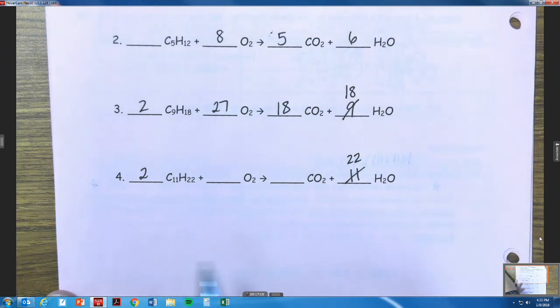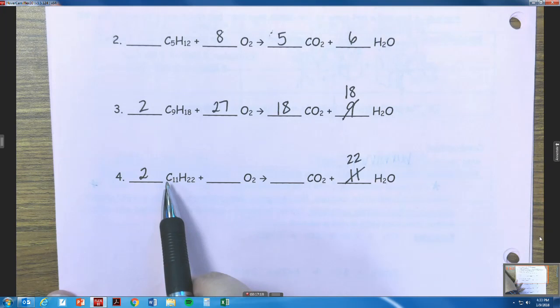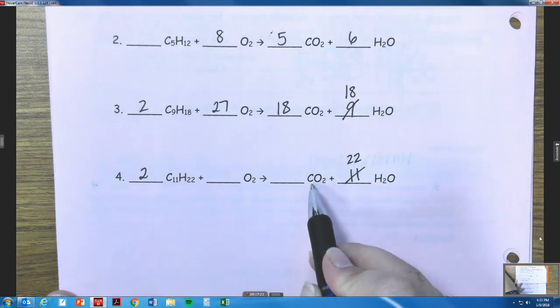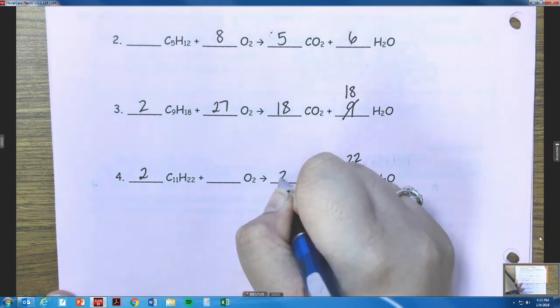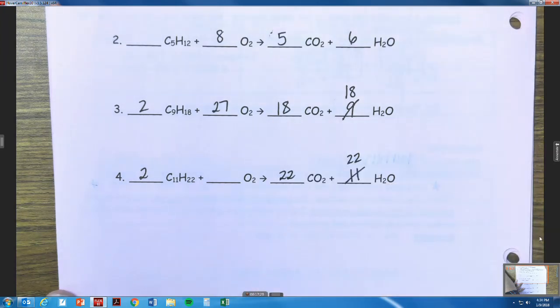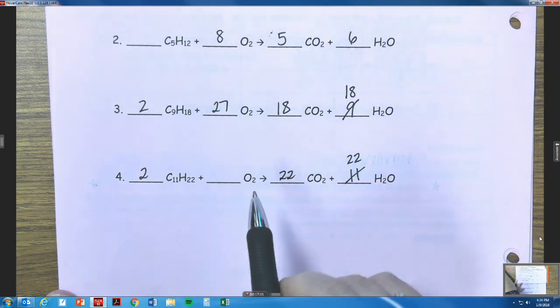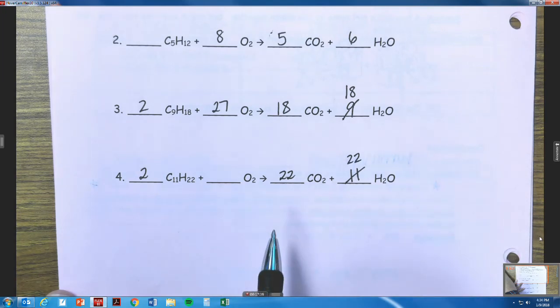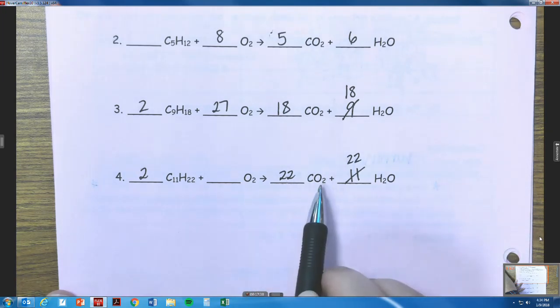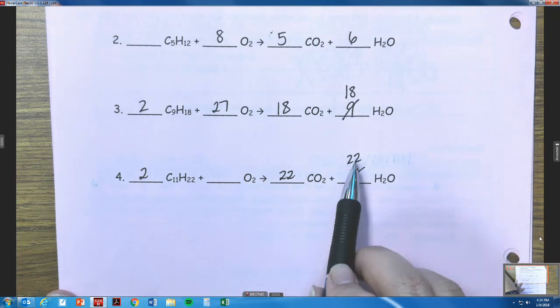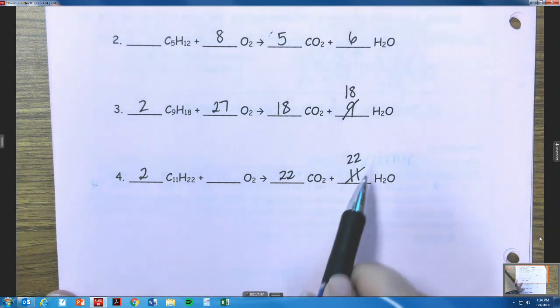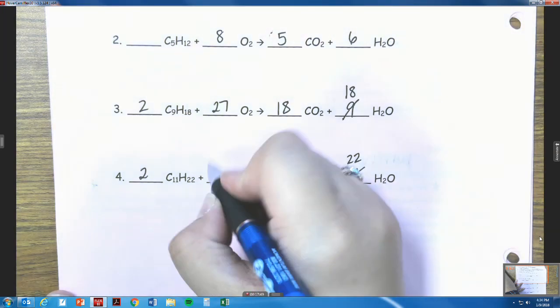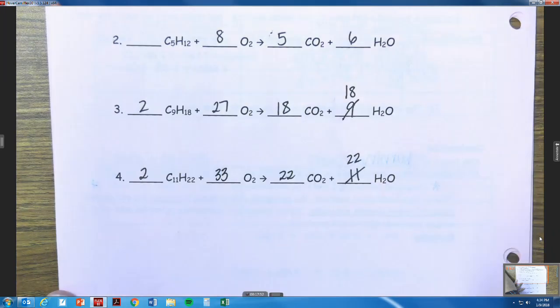Okay, now that hydrogen is balanced, we can balance our carbon. Carbon on our reactant side is 22. So if this is only one carbon, then our coefficient has to equal 22. Okay, so now that carbon is balanced, we can move on to oxygen. Oxygen, 22 times 2, that's 44. So plus another 22 oxygens, that's 66. So 66 divided by 2, that's going to be 33.